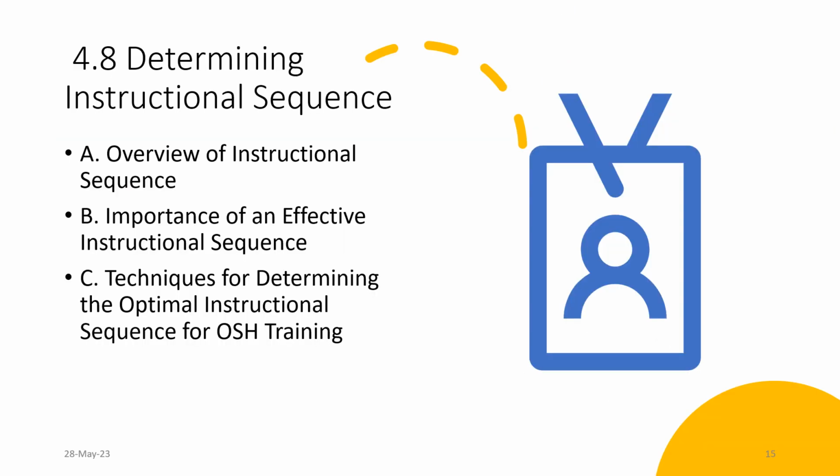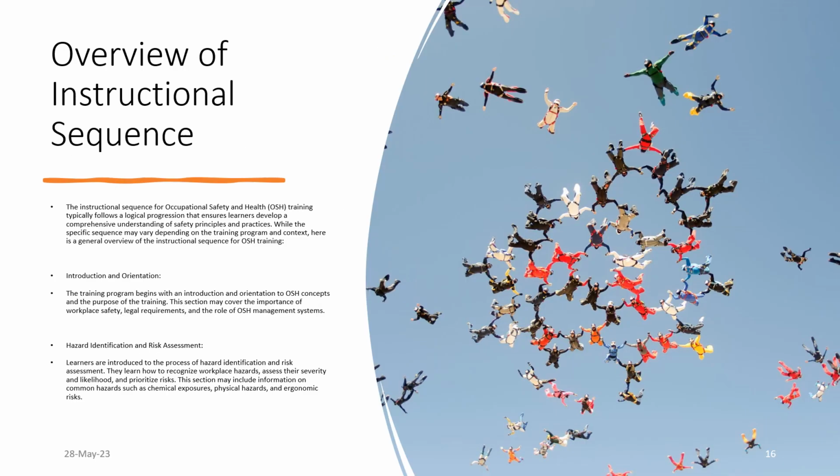How are we going to determine instructional sequence? So what is instructional sequence, the importance of effective instructional sequence, and the techniques for us to determine an optimal instructional sequence for OSH trainings. As an overview, instructional sequence for OSH trainings means following a logical progression to ensure learners develop a comprehensive understanding of safety principles and practices.